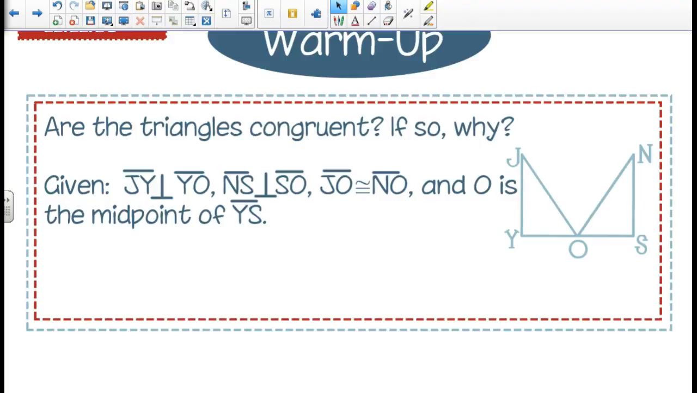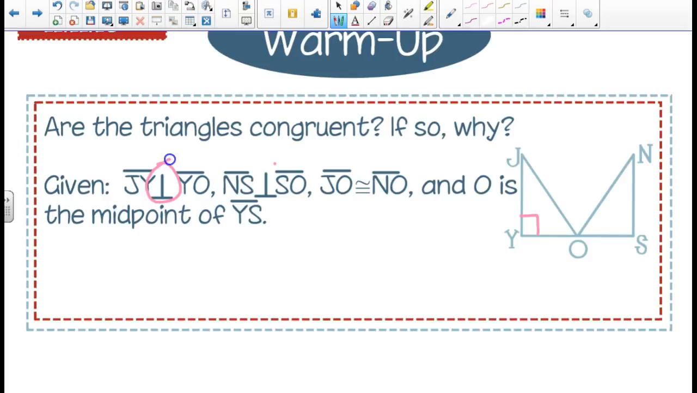Right here. What does this symbol mean? Perpendicular. What can I add to my picture if I know two segments are perpendicular? A right angle marking. Perpendicular means two segments or lines that intersect to form a right angle. So JY is perpendicular to YO. You add a right angle marking.